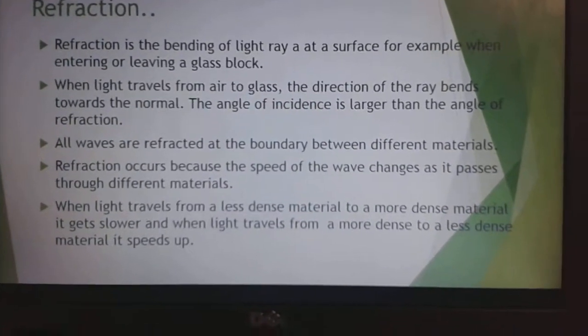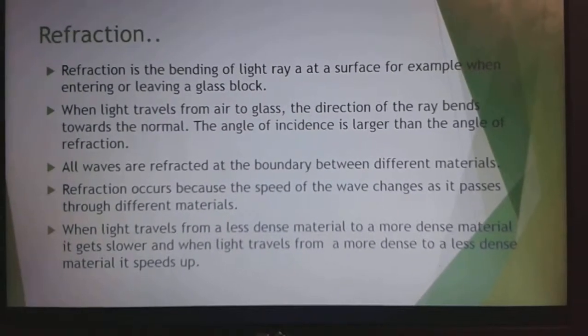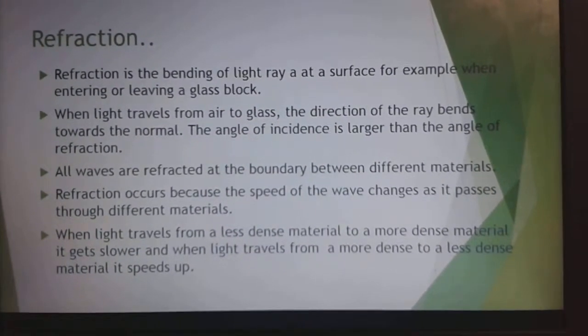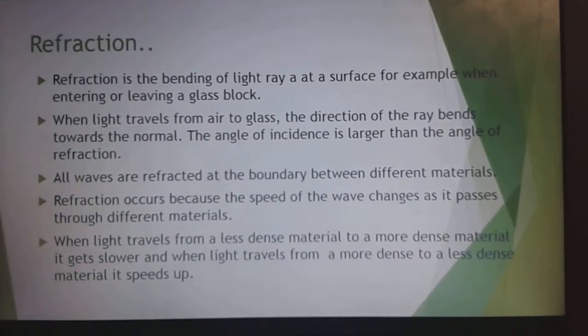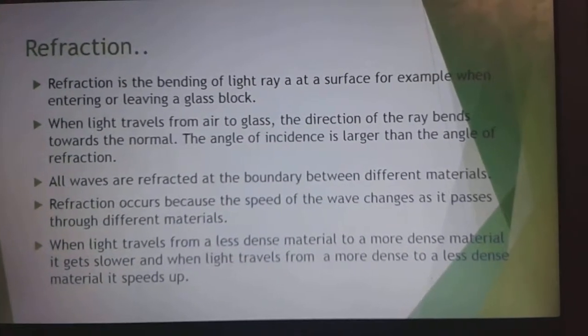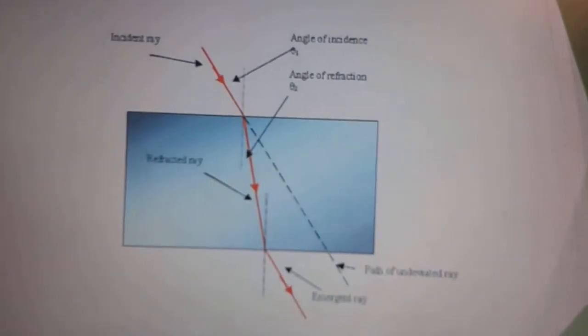All waves are refracted at the boundary between different materials. Refraction occurs because the speed of the wave changes as it passes through different materials. When light travels from a less dense material to a more dense material, it gets slower, and when light travels from a more dense to a less dense material, it speeds up. That is the refraction diagram.